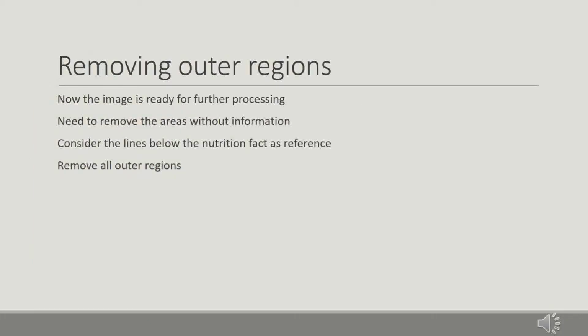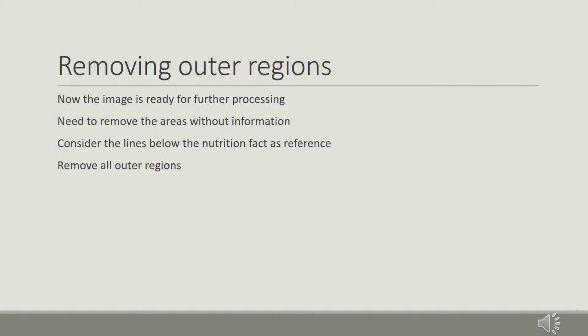So, removing outer regions. As we discussed earlier, now that we have a noise-free image which is worthy of processing towards creating the mask, we need to remove the outer areas. By outer areas, I mean the areas excluding the nutrition fact table in the image. So now we need to get rid of all those white items that were there in the background in the last image.